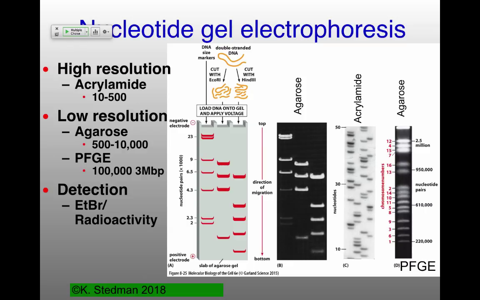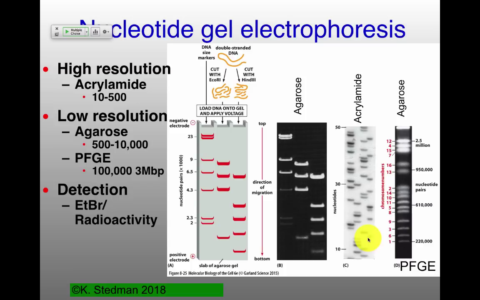There are really three main ways that people separate different nucleic acids, with high resolution and lower resolution techniques. The high resolution techniques, where you use acrylamide gels, can literally separate nucleic acids one base at a time and give you single base resolution, which is really pretty amazing. You can see that over here with our acrylamide gel. So this particular stretch is 10 nucleotides, that's 11, that's 12, that's 13, that's 14, that's 15, etc.